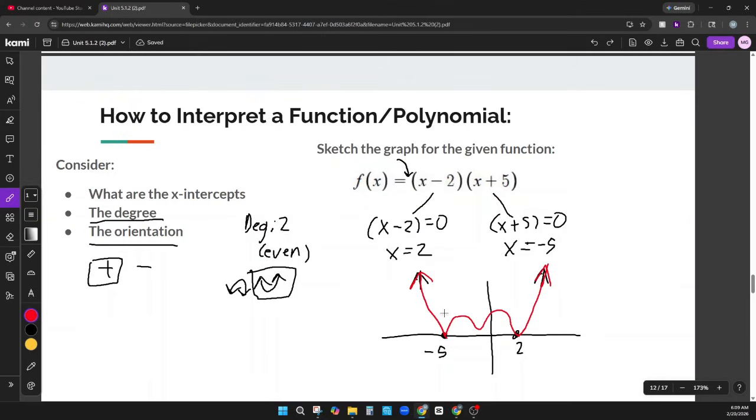But what I want you to consider is that we're going to be introduced to more and more complicated function types. So just take that consideration that it's not always going to be the most basic version of what we think the graph is going to be, because sometimes our functions are going to throw us for a loop.